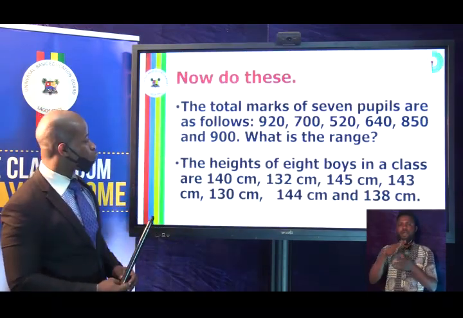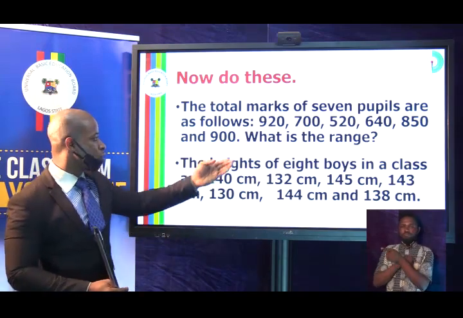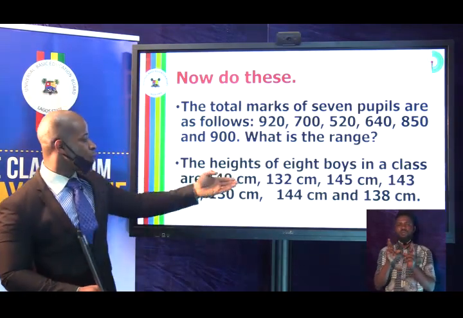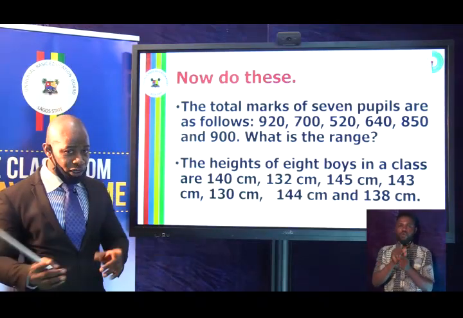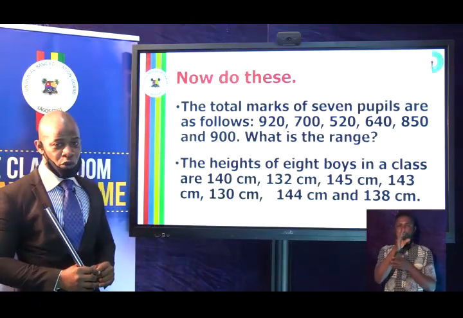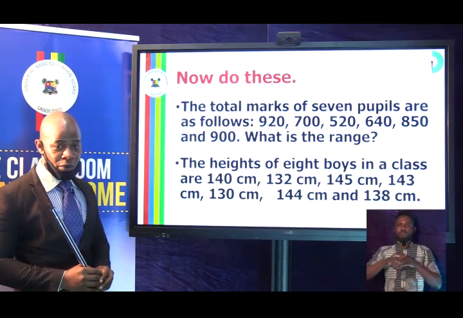The total marks of 7 pupils are as follows, and you have that. You have to find the range. The heights of 8 boys in a class are as follows. Find the range. Highest, lowest, subtract. You shouldn't miss your way. You have 30 seconds. Begin.